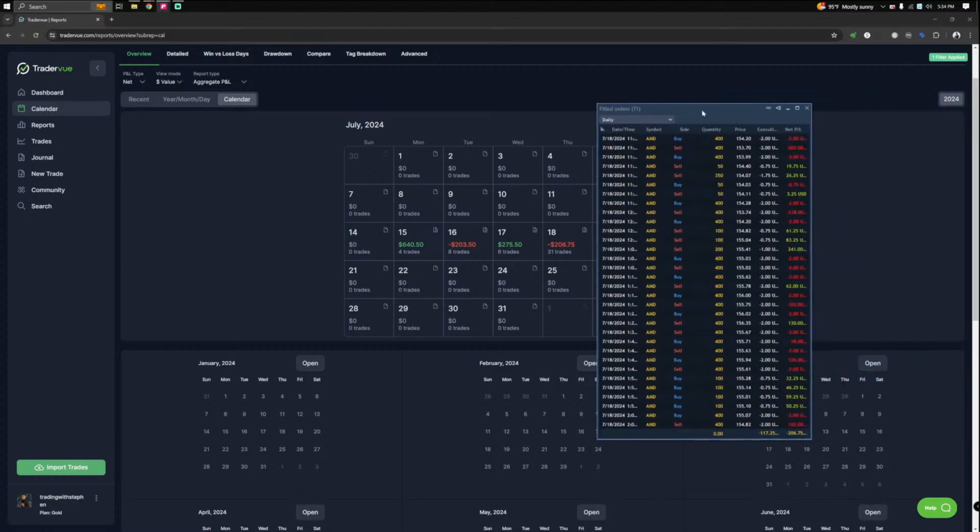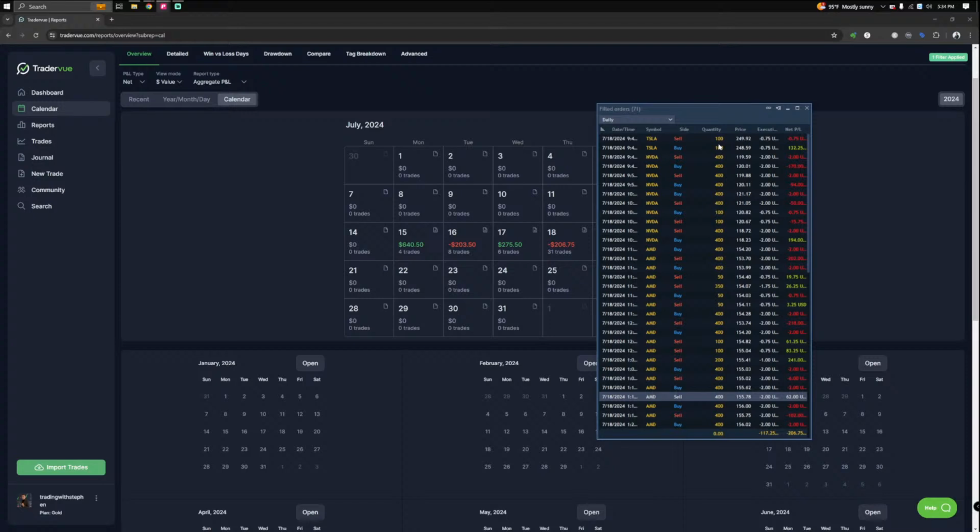Let me pull up here the trades. All the trades I took today, and a lot of them were on AMD. I tried to get the bounce off of the low on AMD, and it was just chop. It wasn't a clean bounce, and AMD has just been really weak.